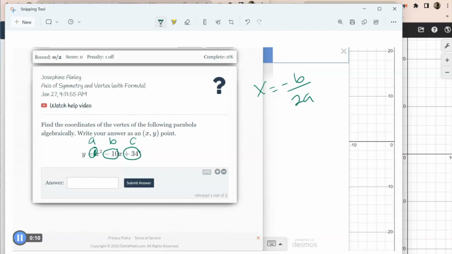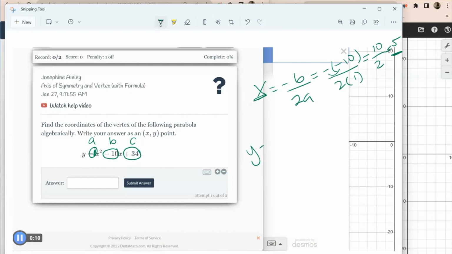Once you've labeled it A, B, C, you're literally just putting it in here. So you have negative, and then whatever B is, and B is negative 10, all over 2, and then whatever A is, positive 1. All right, so that's going to be positive 10 over 2, which is going to give you 5. And again, you can just put that in the formula. So the x value is equal to 5.